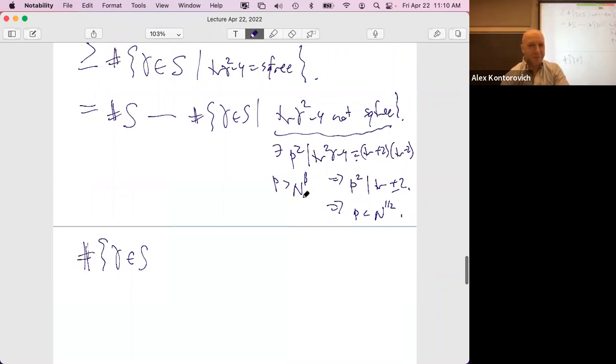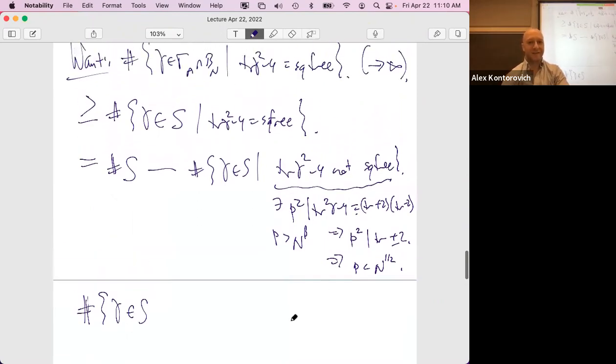Okay. But the prime is huge. So it must divide one or the other. Which in particular means that, since this is of size n, p squared has to divide something of size n. So p has to be at most of size root n. Traces are of size n, the matrix is of size n. This S is of size n.